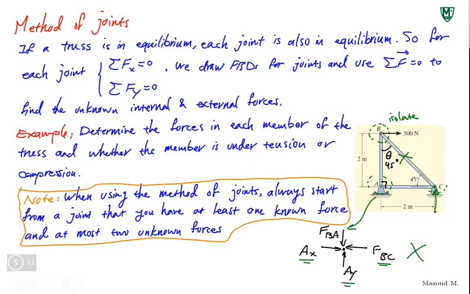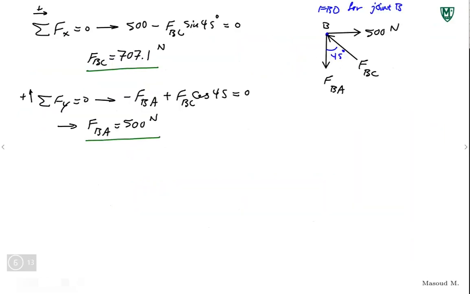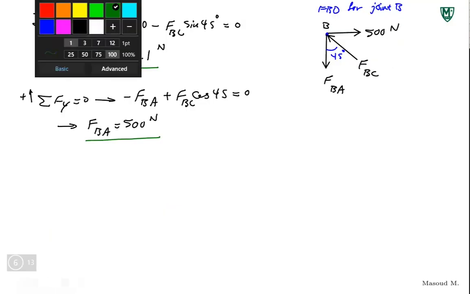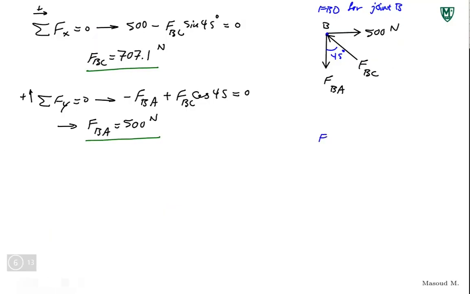Let's take a look at joint C and isolate this. If I isolate that, let me write here: free body diagram for joint C. And let's put it here.